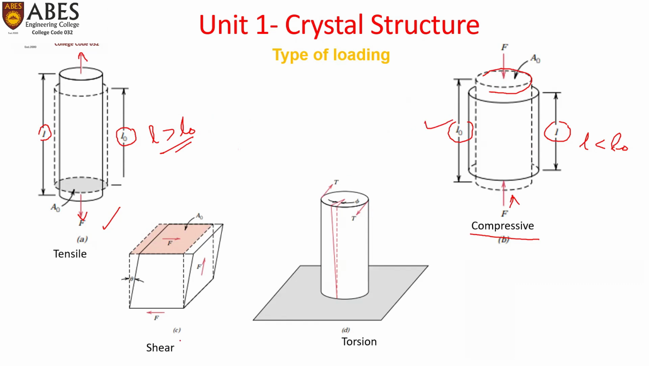Similarly, two other modes of loading are there. One is shear loading, where the force is applied tangentially to the surface of the body or the area of cross section. If the area of cross section is considered as A naught, then the force would be tangential to this area of cross section, and the deviation would be observed in theta, the value of angle deformed, and similarly torsion also, the angle phi. So these are four types of loading.